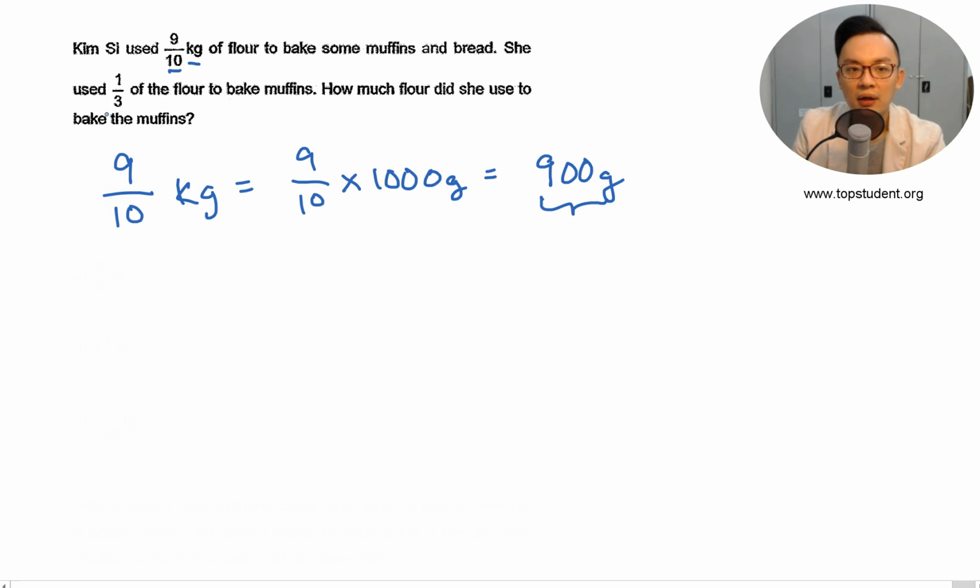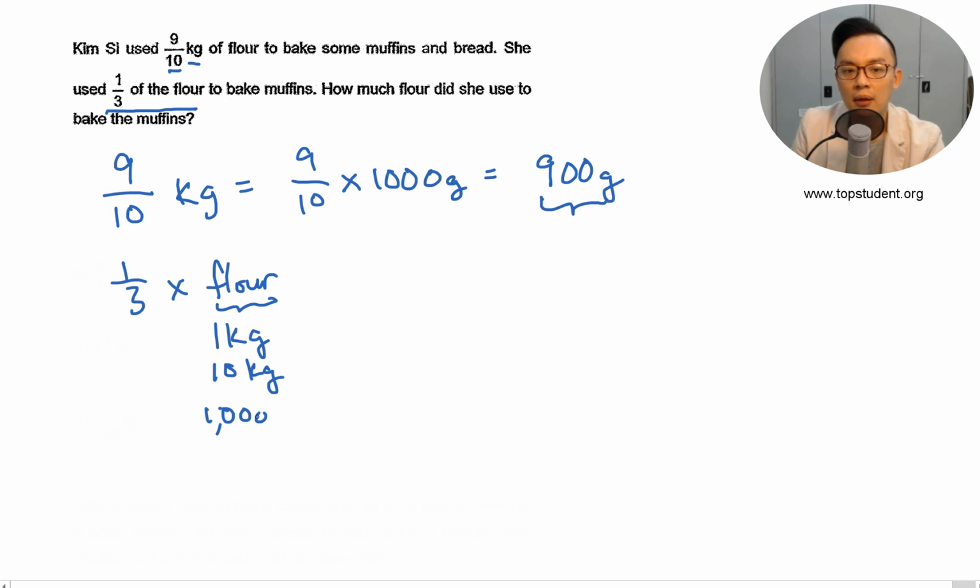So 9/10 kg is an absolute amount. It's 900 grams, or 0.9 kg. 1/3 of the flour is just 1/3 of the flour. So this amount of flour can be anything. It can be 1 kg, it can be 10 kg, it can be 1 million kg. It's just 1/3 of the flour. When you see the word "of", they put multiply over here. So be very careful with this. 9/10 kg is an absolute value. It means 900 grams or 0.9 kg. It's an absolute value that you can actually carry and see. 1/3 of the flour, you don't know what it is.